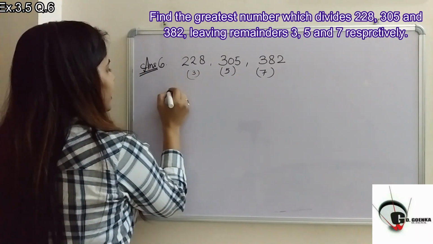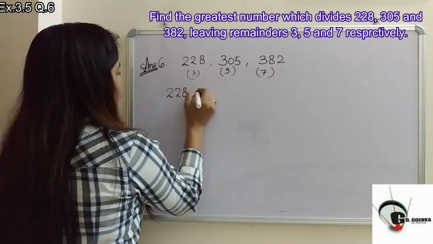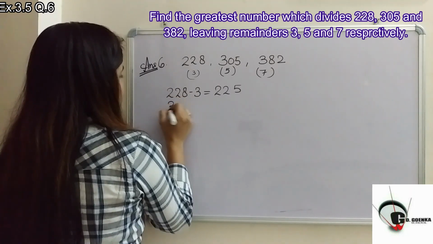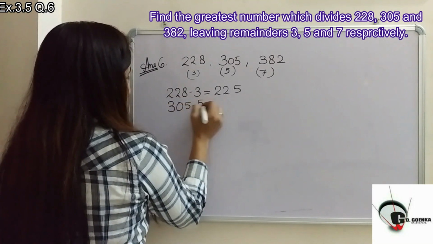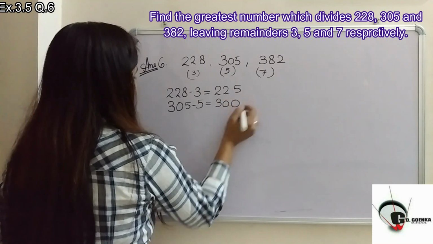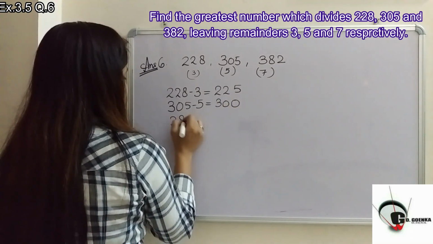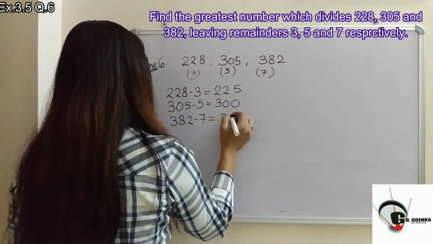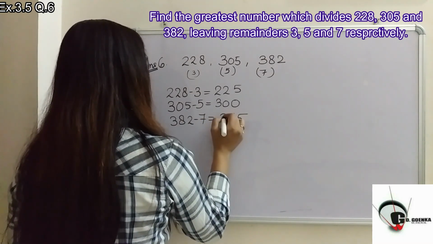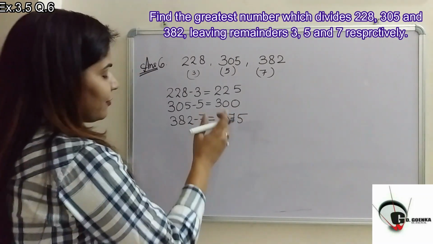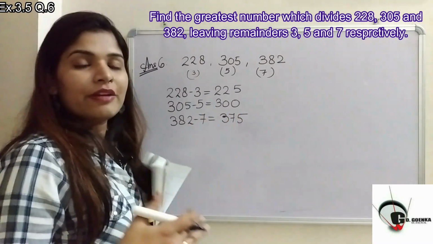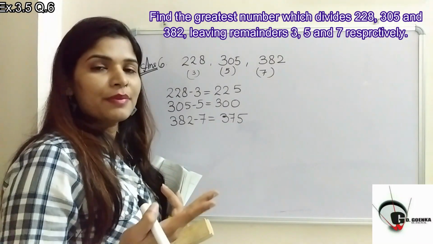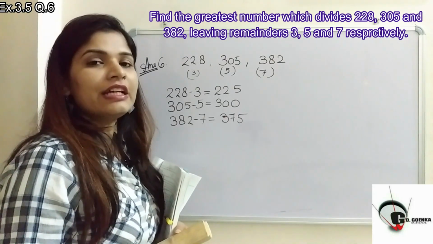We need to subtract 3 from 228 and we will get 225. 5 from 305 we will get 300. 7 from 382 we will get 375. Now children, here we have 3 numbers. In the case of 3 numbers, we can choose any 2 of the numbers first, and then we will solve with the remaining one.